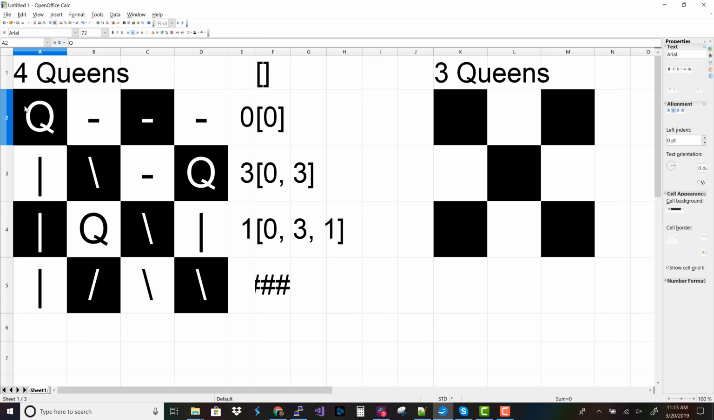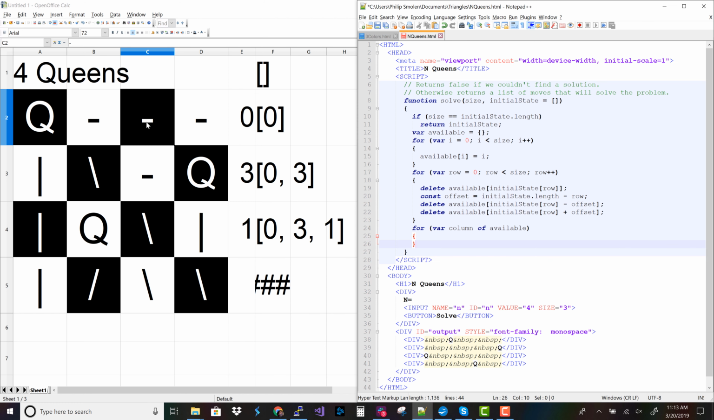If I do this corner here and it doesn't work, do I need to try this corner here? It seems like there's a symmetry argument. If there's no solution with the queen in the top left corner, how could there be one in the top right corner? Same thing with this and this. So maybe on the first row we want to add an optimization. I'm not going to do it now.